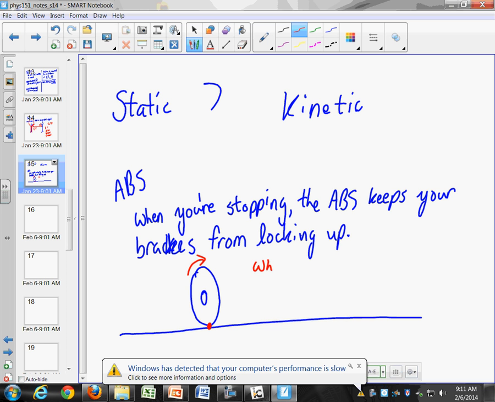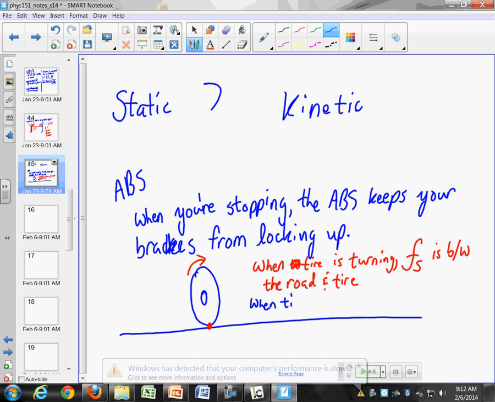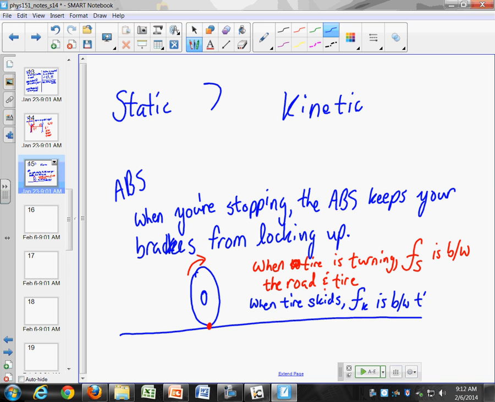So first of all, when the wheel is turning, or when the tire is turning, static friction. Remember that's a script F with a lowercase s. It's between the road and tire. Right? When the tire stops turning, or when the tire skids across the road, kinetic friction is between the road and tire. Right? And ABS prevents this from happening because it doesn't allow your wheel to lock up. It allows it just to keep turning.